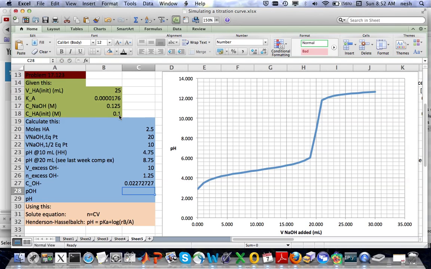Once I know the concentration of OH minus, I can get the pOH and the pH, if you want to give that a shot. Okay, here we go. pOH is equal to minus log of the OH minus concentration. And the pH is just 14 minus that value. Hopefully I get a number here for the pH. It's 12.36. Okay.